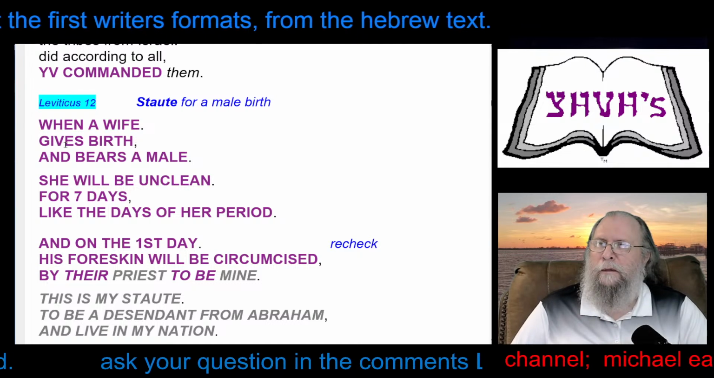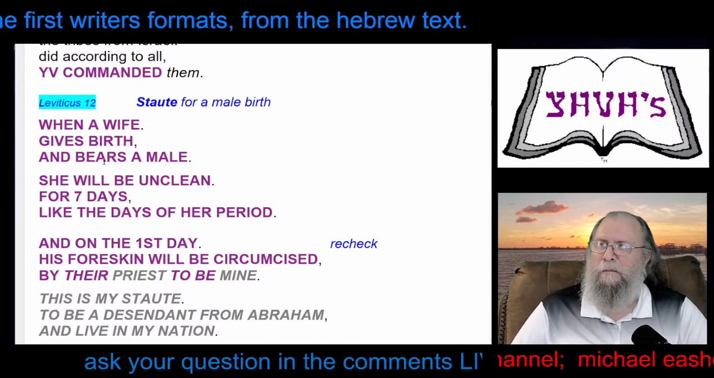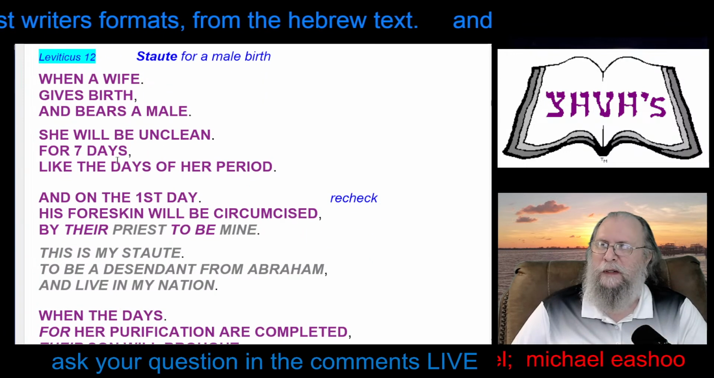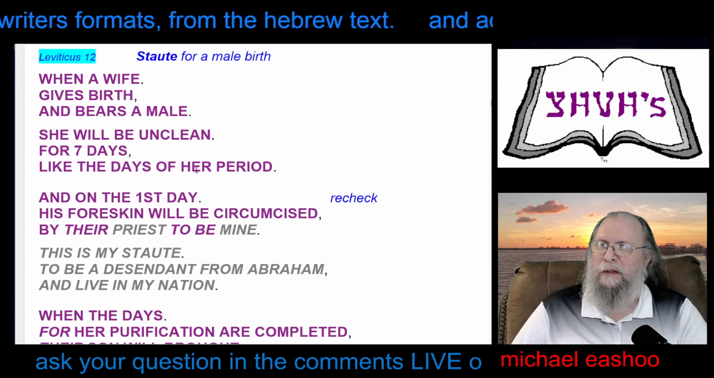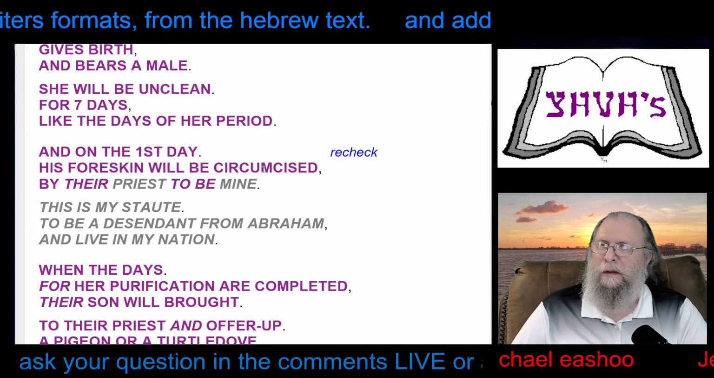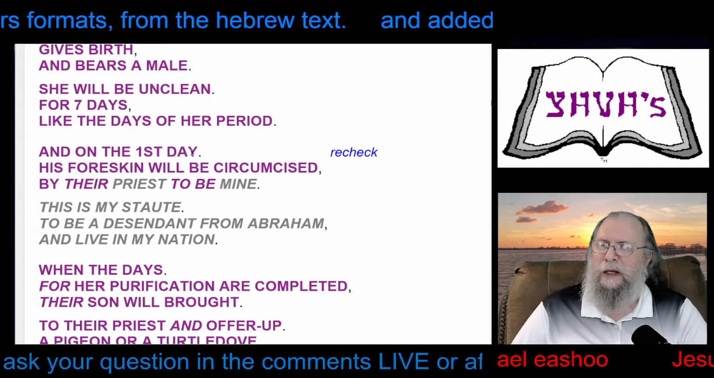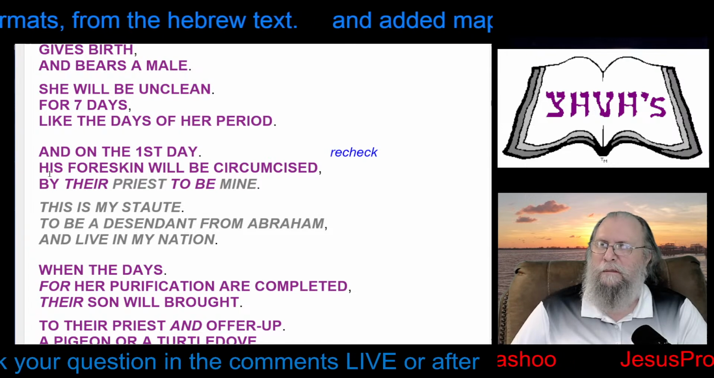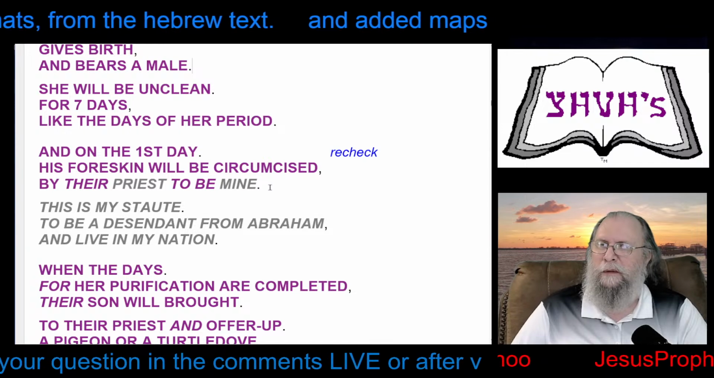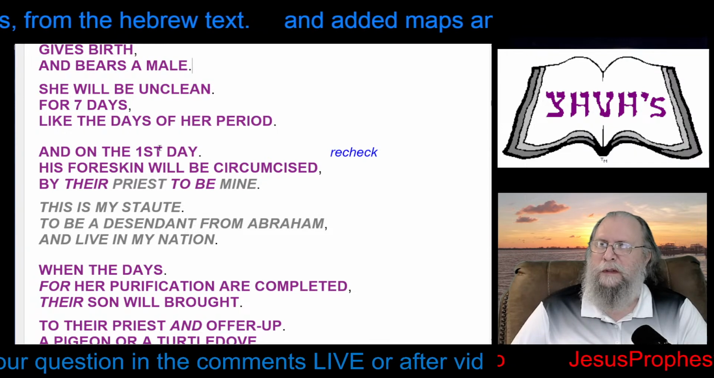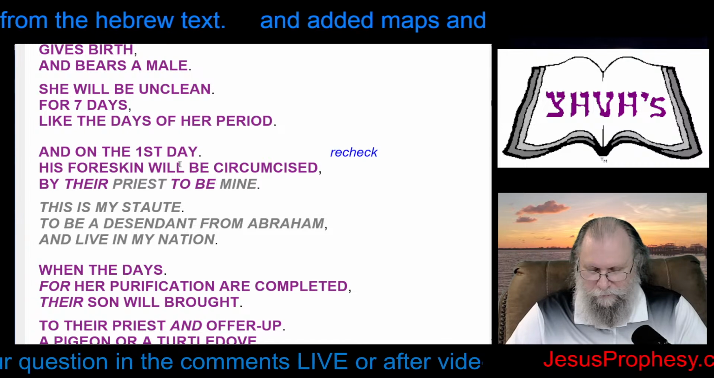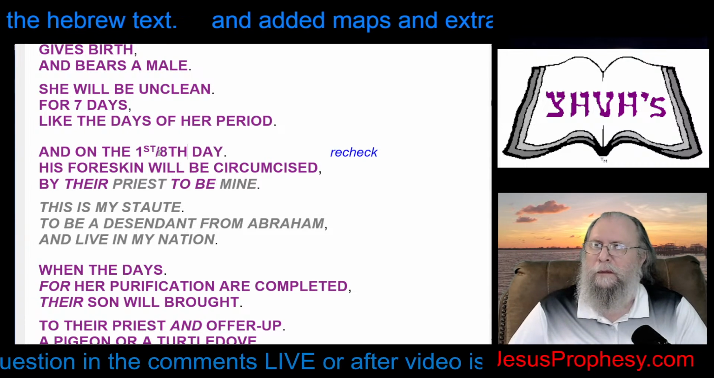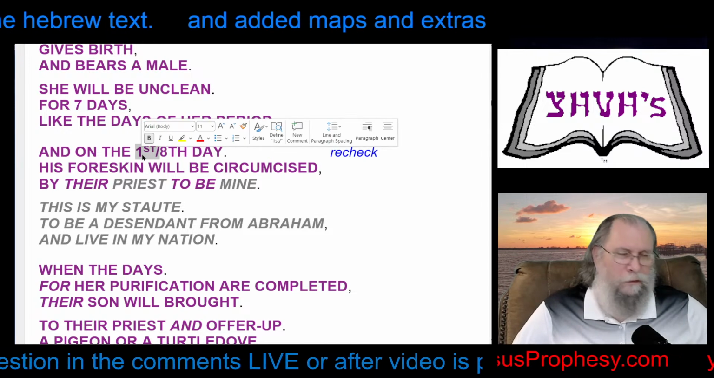When a wife gives birth and bears a male, she will be unclean for 7 days, like the days of her period. And on the first day, his foreskin will be circumcised by the priest to be mine. This is the 8th day. So this has got to be corrected.